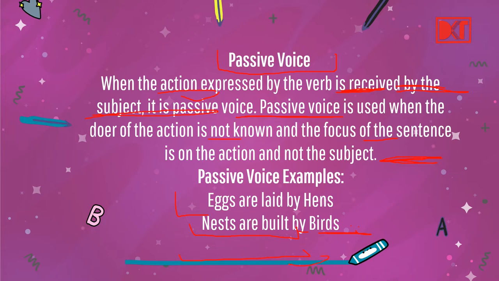Who is performing this action? Birds. So what are the birds doing? They are performing the action. Sorry, they are receiving the action. Performing the action hota to active voice ho jata. So here, eggs are laid by hens. Passive voice. Nests are built by birds. Passive voice. Hens and birds jo hamara subject hai, what are they doing? They are receiving the action. All right. That is for the basic meaning of voice and active voice and passive voice. I hope you have understood.